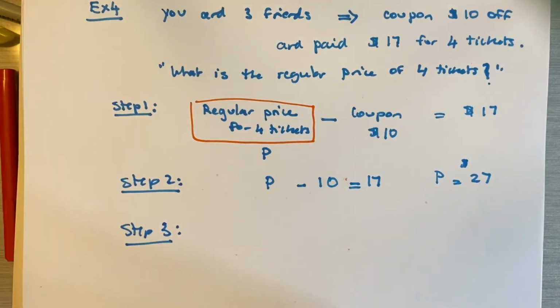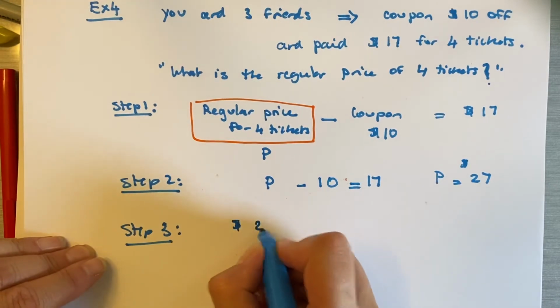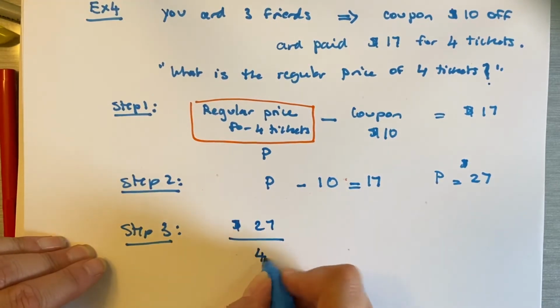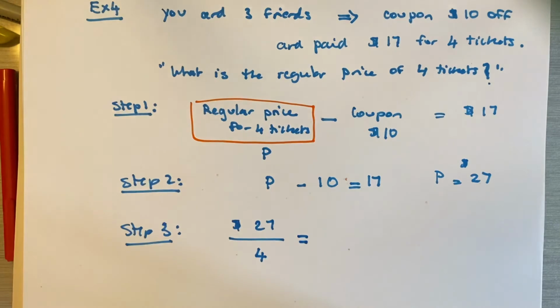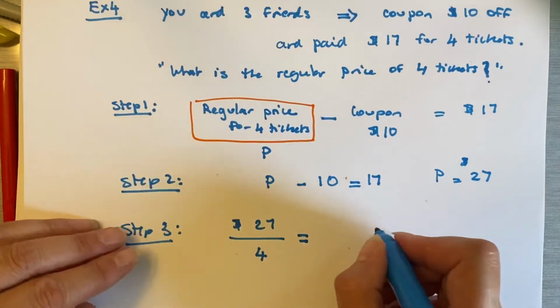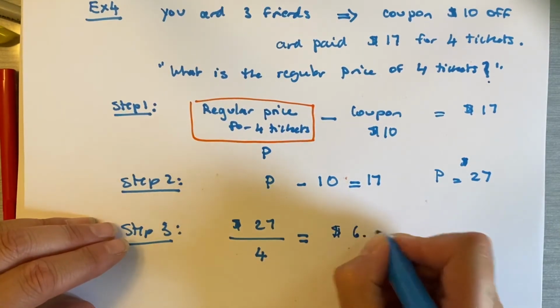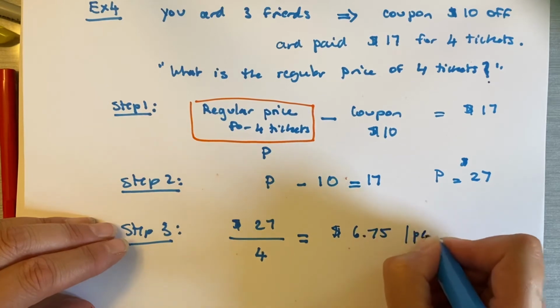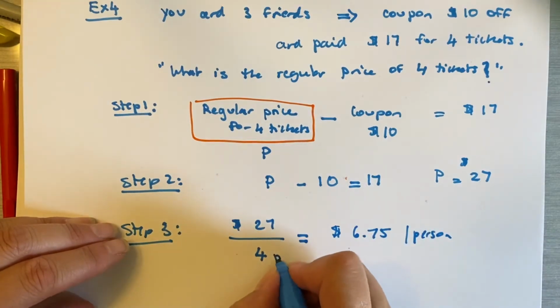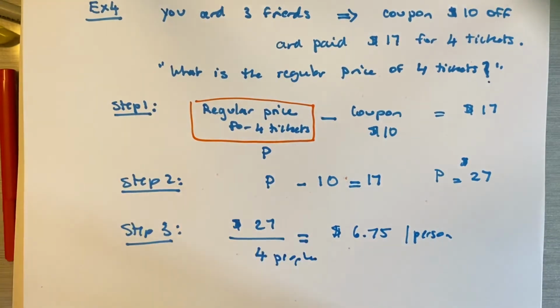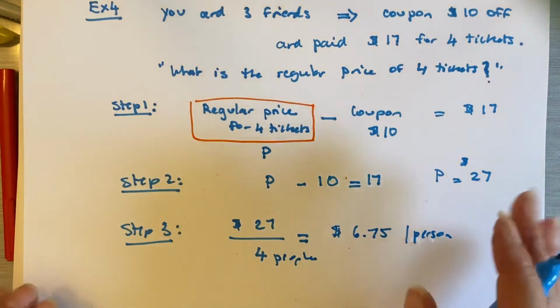This time, unfortunately, I don't have my coupon. So I have to take my $27 and think, okay, if I divide that by 4 people, that's going to cost us each $6.75 per person. So we know that's how much we have to bring to the park this time, because no coupon.